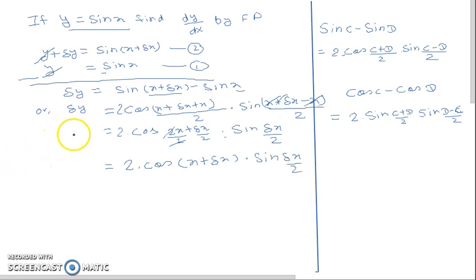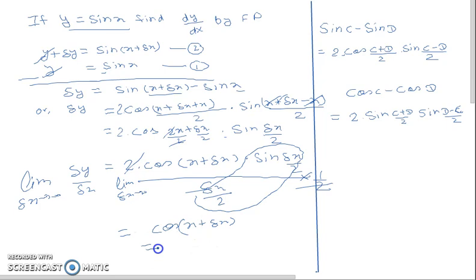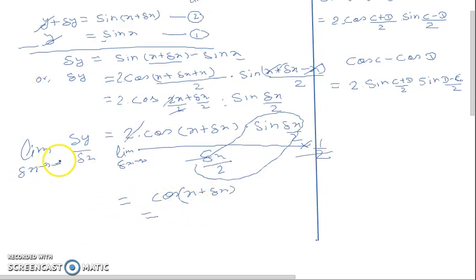Now divide both sides by delta x. Here it is delta x by 2, so divide by 2 and it is 1 by 2. So sin of delta x by 2 divided by delta x by 2 becomes 1 when limit delta x tends to 0. The 2s cancel out and the answer would be cos of x plus delta x by 2. Since delta x tends to 0, the answer would be cos x. So differentiation of sin x with respect to x equals cos x.